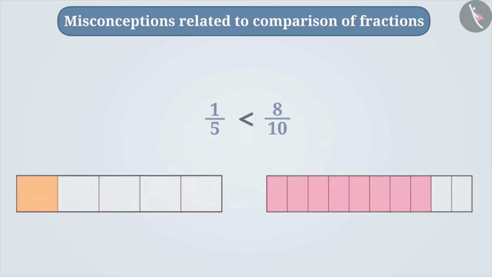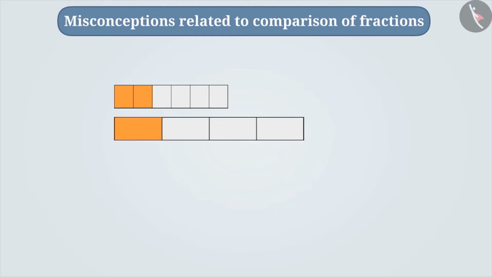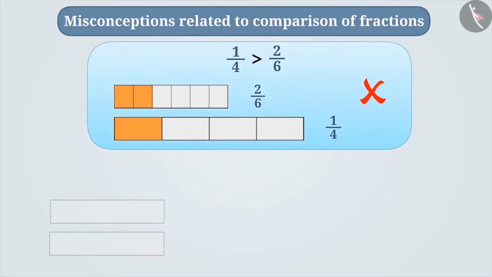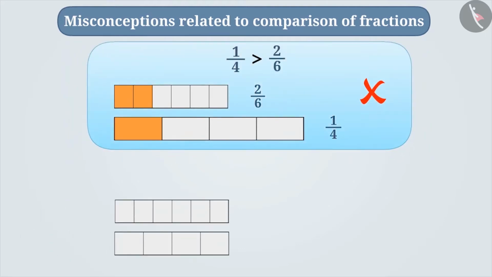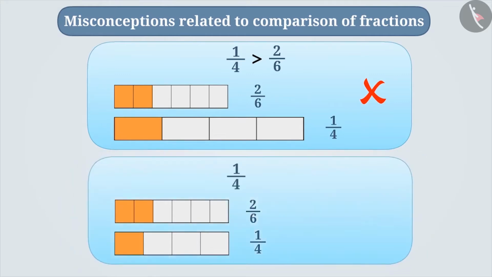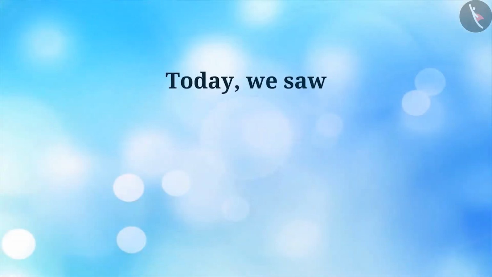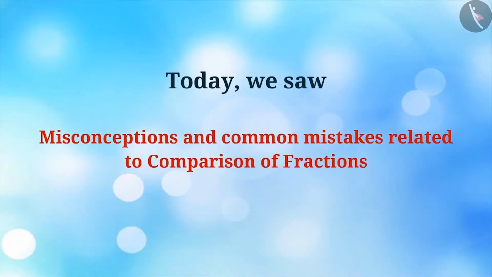Sometimes it is ignored to keep the wholes equal. For example, while comparing 2 by 6 and 1 by 4, the wholes are not marked equally. In such situations, by looking at the shaded part, students consider the fraction 1 by 4 is greater than 2 by 6. This is an incorrect understanding. The correct understanding is to make their parts by keeping the wholes equal and then comparing them. By doing so, we get the correct answer: 1 by 4 is smaller than 2 by 6. Today, we saw a few misconceptions and common mistakes related to the comparison of fractions.